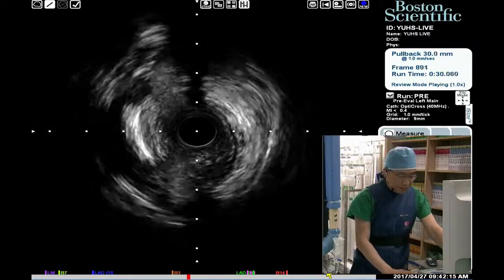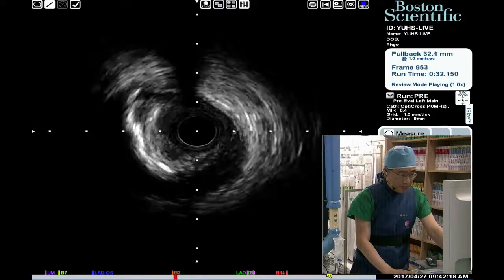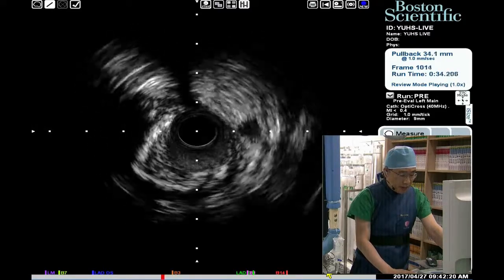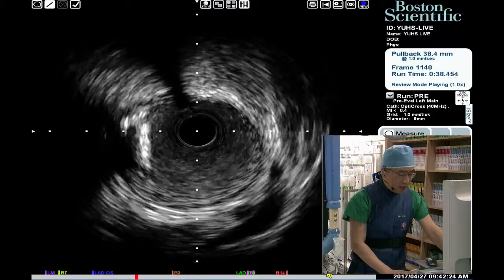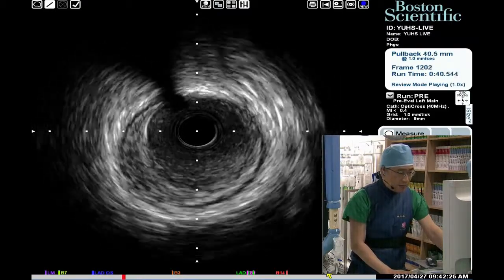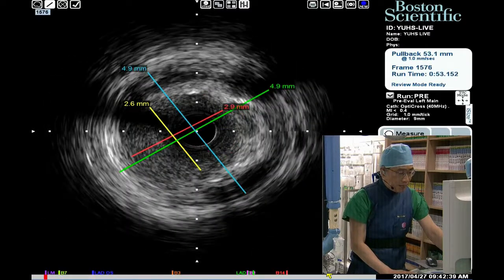Yeah, it looks like the vessel diameter for left main is close to 5, and for proximal LAD it is around 4.0. Yeah, very important findings, and that means that if you do a good intervention, for sure the restenosis or stent thrombosis rate would be very low.